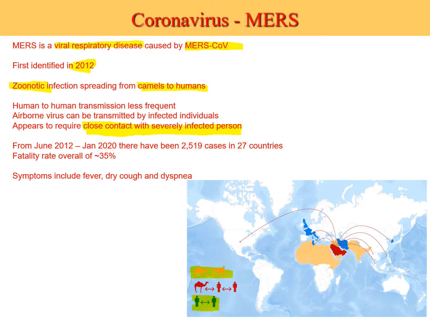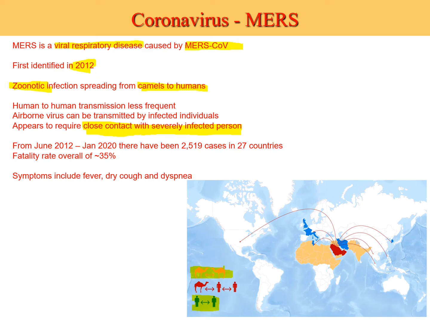Camel to human transmission has occurred and is believed to be the origin of the infection. And then people who traveled from those areas in the Middle East, they then spread it to others. They were hospitalized and spread it to other humans. But it has seemingly been more or less contained, although there are still ongoing cases that are being identified.